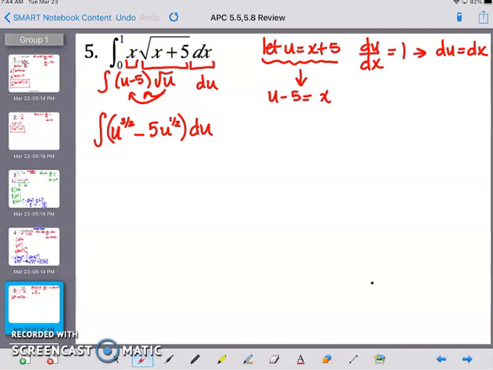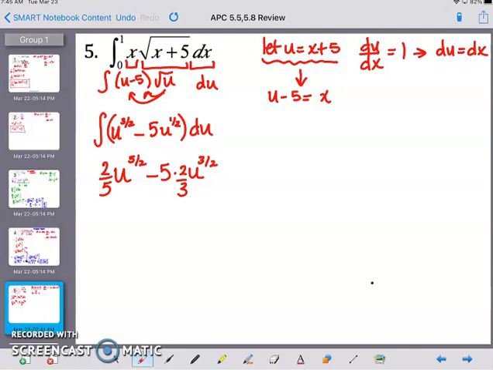The antiderivative of u to the 3/2 means that I'm going to have to add 1 to my exponent, so that will become 5/2. And then I'm going to need to multiply in front by the reciprocal of my exponent, so 2/5. And then in my second term, I will still have the negative 5. I have to add 1 to my exponent, so 1/2 plus 1 will make that 3/2. And then I have to multiply in front by the reciprocal, which is 2/3.